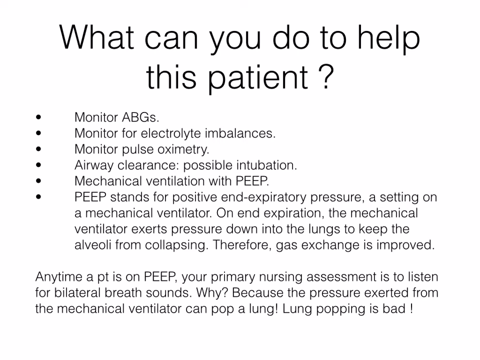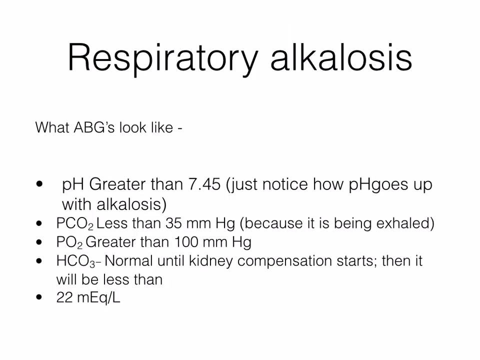Let's go to the next slide, respiratory alkalosis. Before I talk about it, I just want to look at the numbers. The pH is greater than 7.45. Just notice how pH goes up with the alkalosis. PCO2 is less than 35 millimeters of mercury because it is being exhaled. PO2 is greater than 100 millimeters of mercury. Bicarbonate is normal until the kidney starts compensating, then it will be less than 22 mEq per liter.